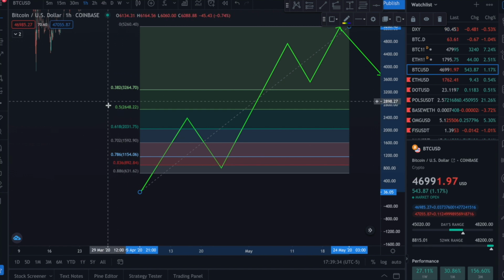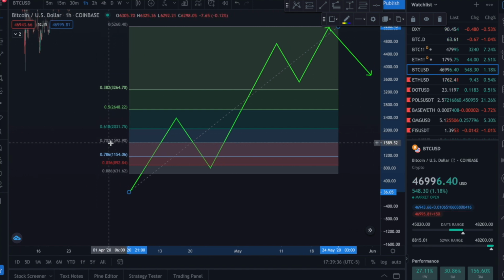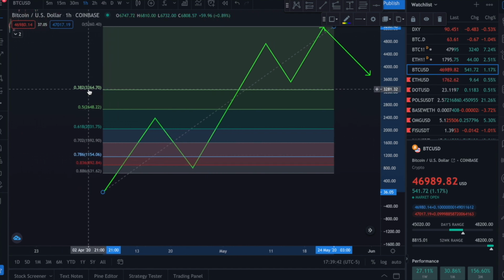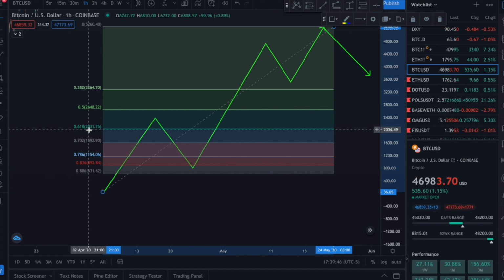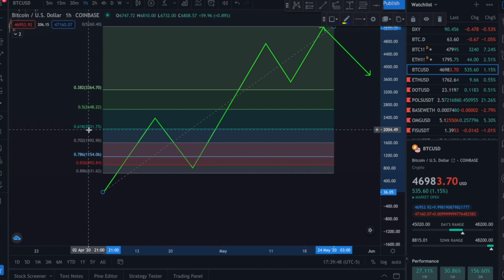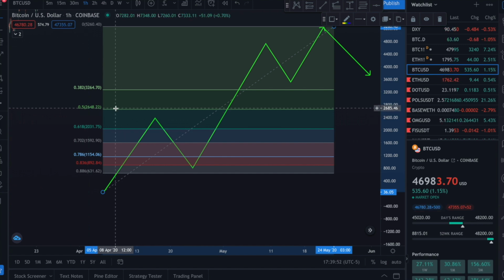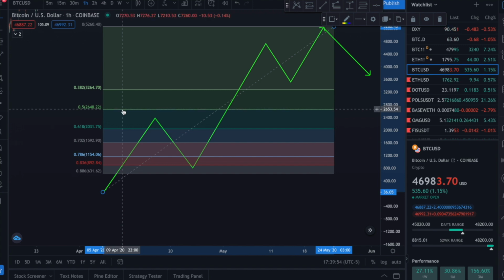Now, your fib numbers that you want to pay attention to are the 382 and the 618. Now, a lot of these other numbers are important as well. I added in the 702 and the 836 for some other things that I do. But the 382 and the 618 are going to be your most important fib retracements. I see them being respected all throughout the crypto market. And I also see a 50% retracement a lot of the time as well.